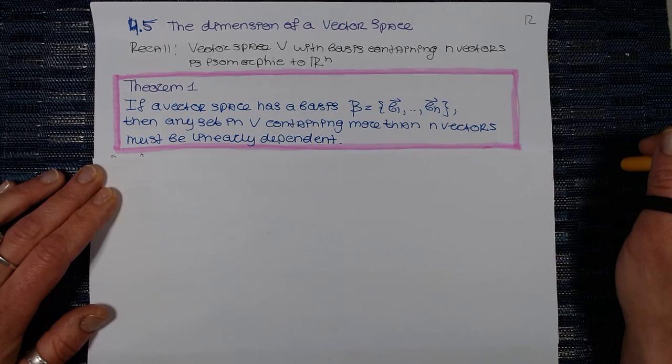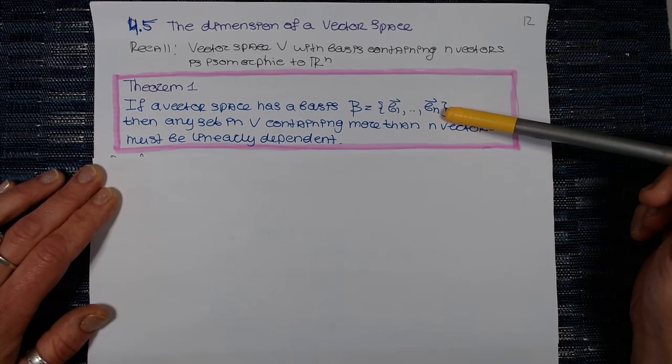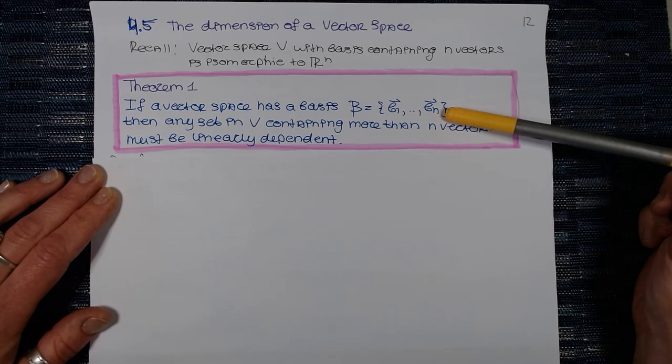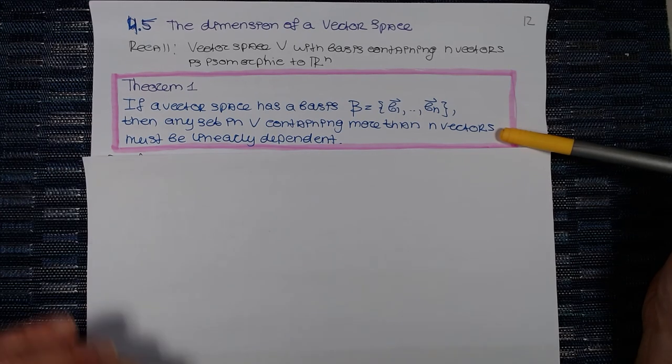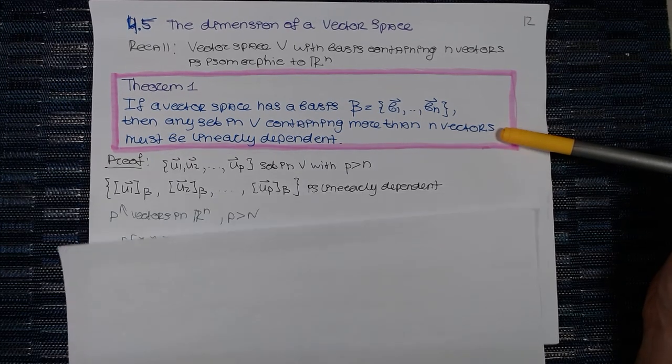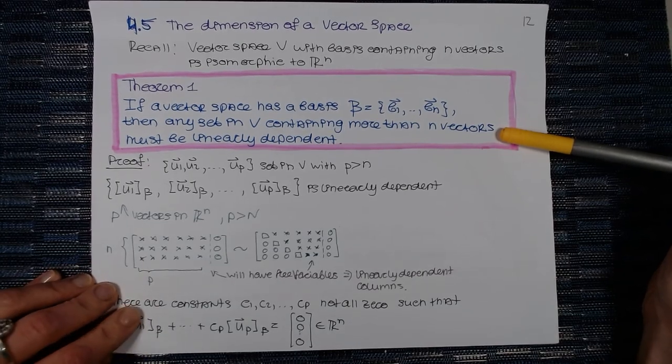So our theorem 1 says that if a vector space has a basis of n vectors, then any set in V containing more than n vectors must be linearly dependent. So why is that true? We can look at the proof, kind of get the idea of why this is true.